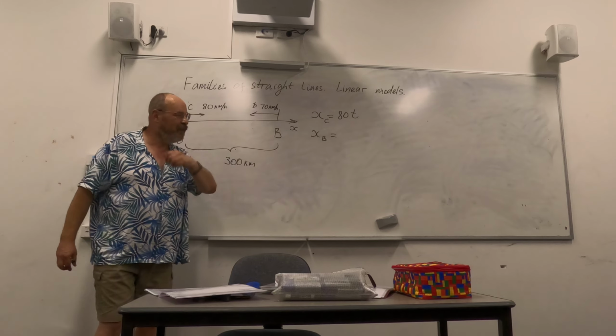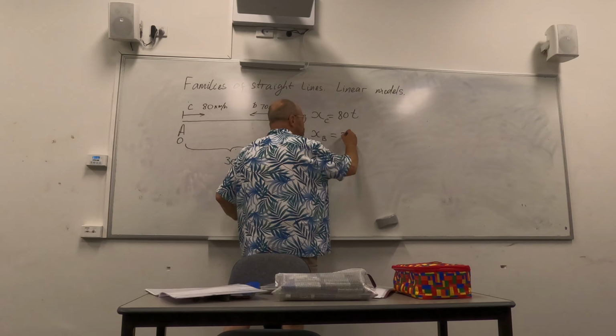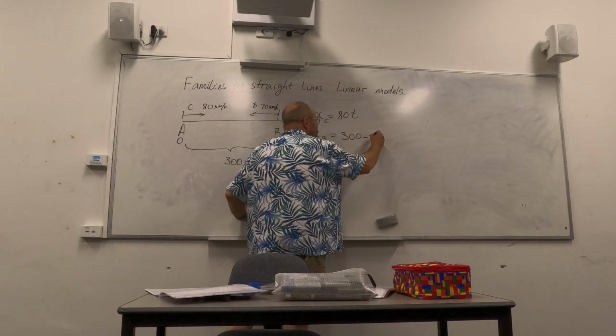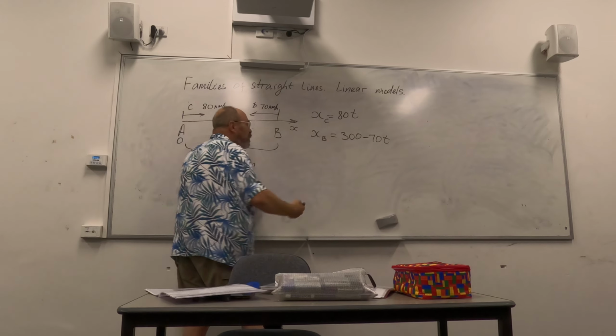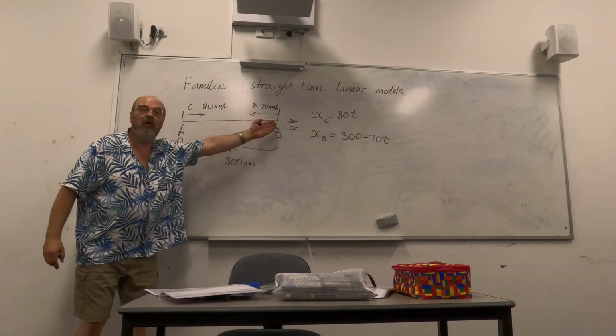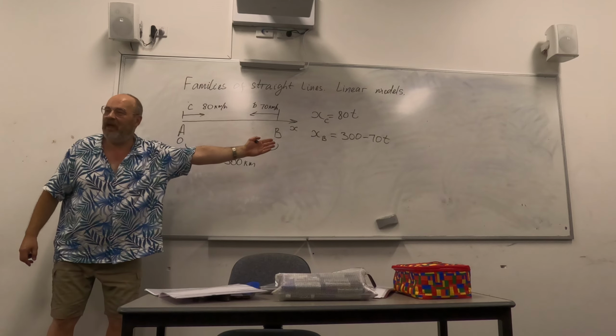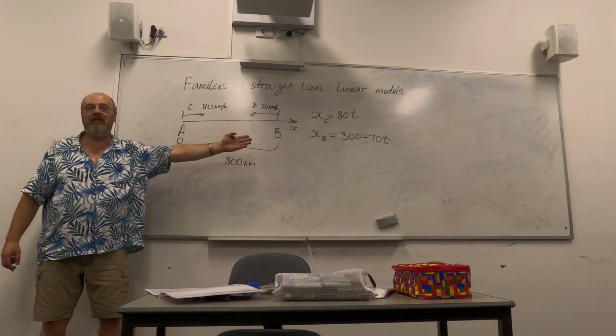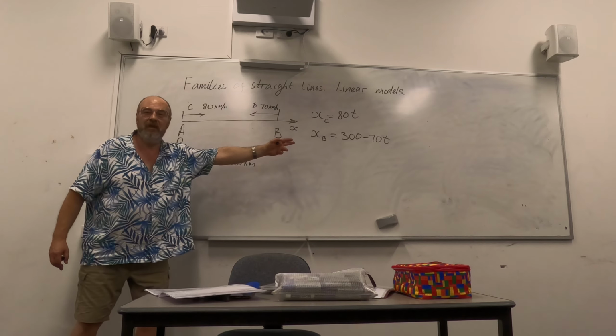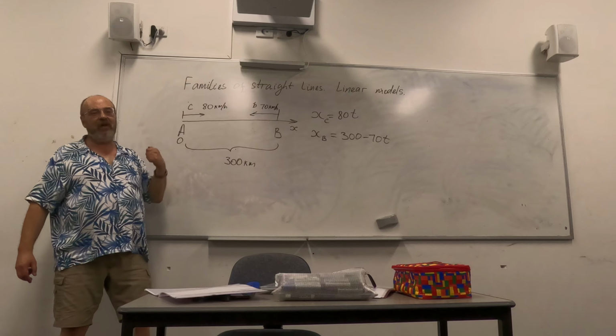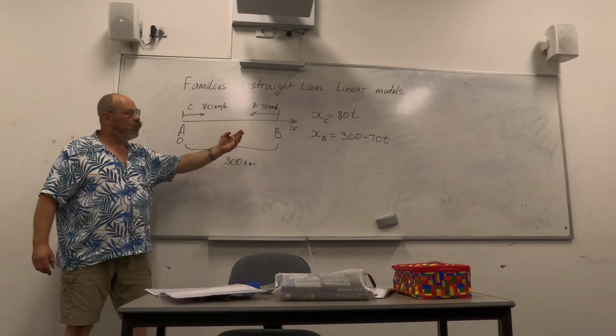300 minus 70. Why 300? Because when time equals 0, it is not at A. It is 300 away, so it starts from 300. Why minus? Because it's going backwards.